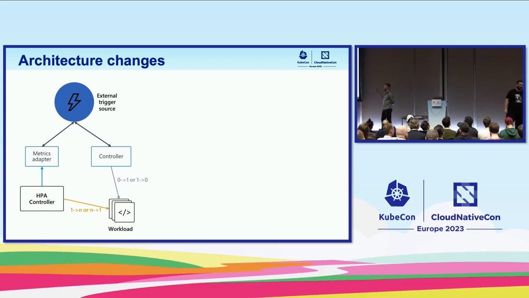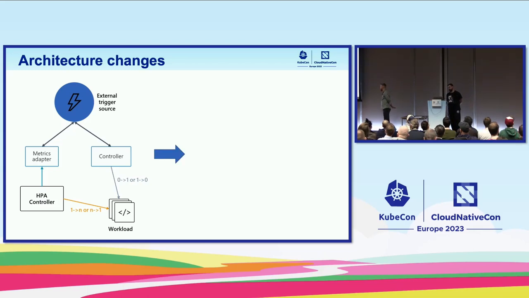So basically, this is the old architecture. If you recall from my introduction in the beginning, we have the two main components, controller and metrics adapter, and they are responsible for the scaling of workloads. Originally, we opened a connection to the external service, so the external trigger source could be like RabbitMQ, and we opened the connection both from the controller, from the operator, and from the metrics adapter. So basically, we have two connections, and they were independent of each other.